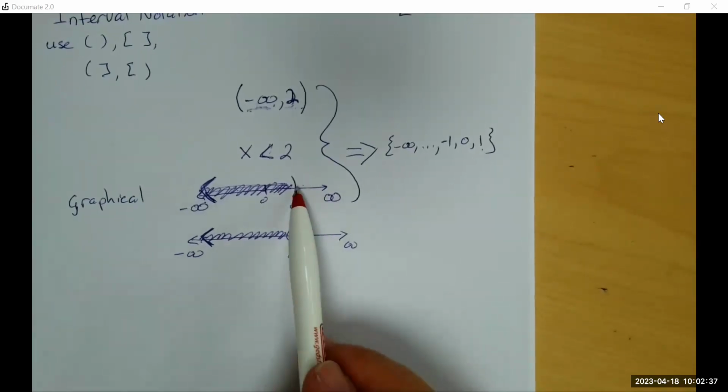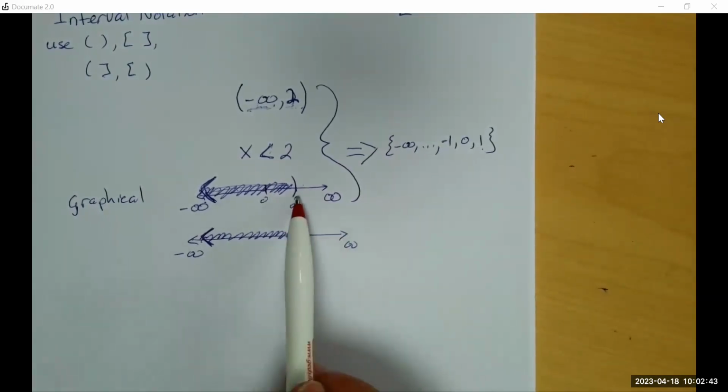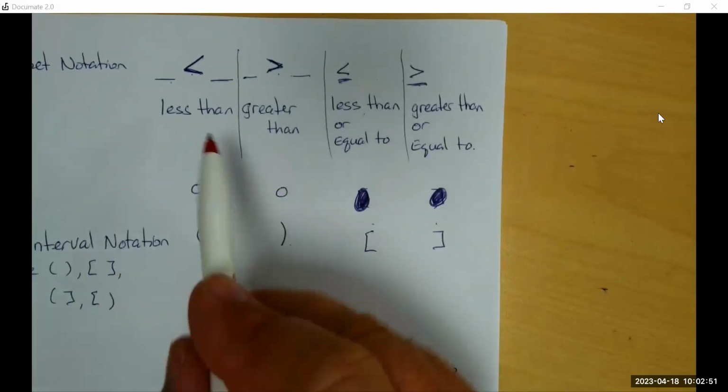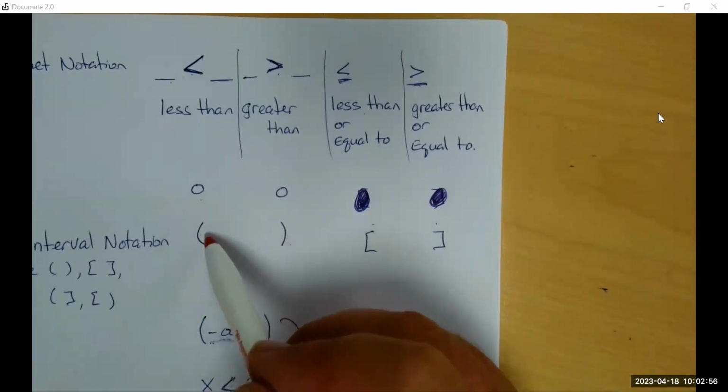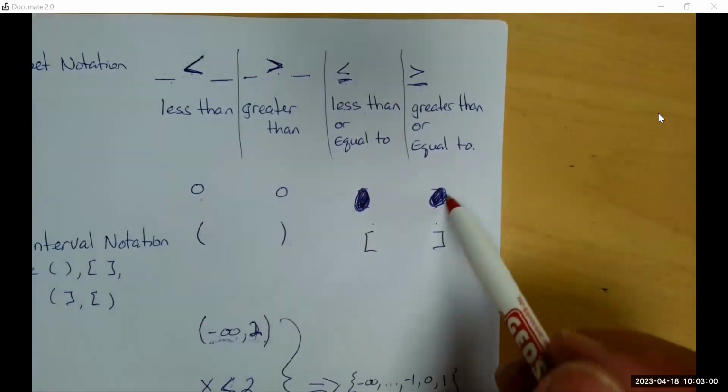Remember, I said that parentheses and open circles mean the same thing. They're not included. So the number 2 is not included in your data set. Some books use this symbol notation, like our software, I think, uses it. Some of them use this. They mean the same thing. So if you have a strict inequality, it's an open circle or a parenthesis. If it's included, equal to, it's a closed circle or bracket.